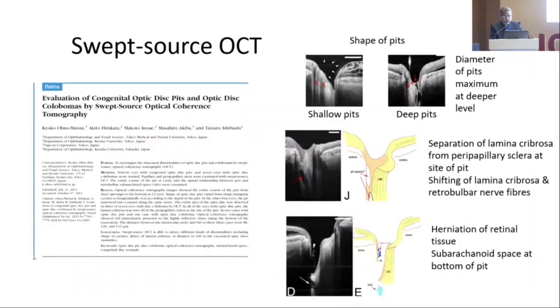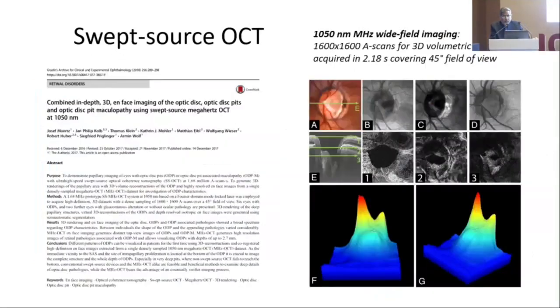So this is one study where they have done various swept source OCT. Here you can see on the OCT they defined the optic disc pit as shallow pit or deep pit, and depending on that we can plan the treatment later on. And the hole in the lamina cribrosa. You can go through this article.